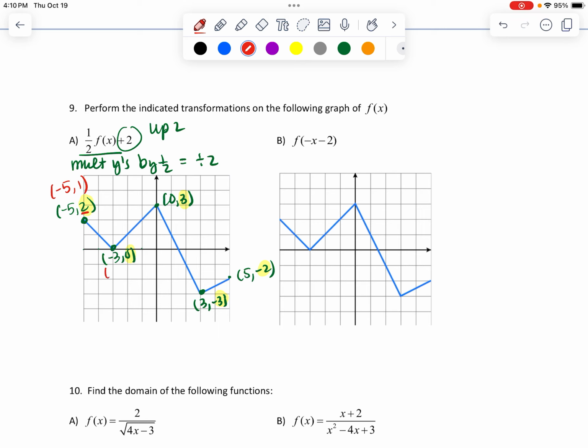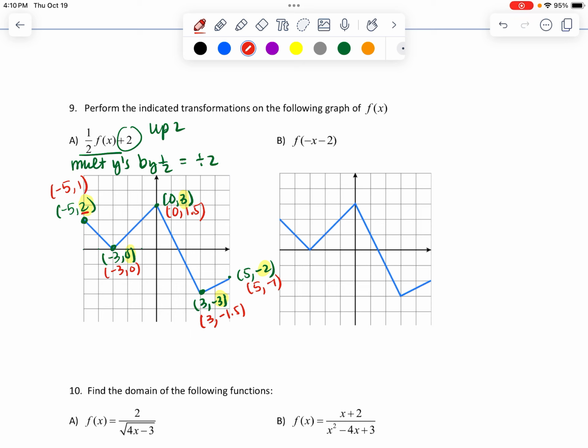This point is going to become -3, 0, because 0 divided by 2 is still 0. This point is going to become 0 and 3 over 2, which is 1.5. This point is going to become 3 and -3 over 2, which is -1.5. And this point is going to become 5 and -1, because -2 divided by 2 is -1. And then just plot those red dots, reconnect, and see what we've got.